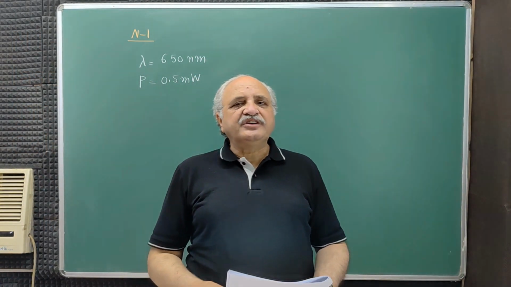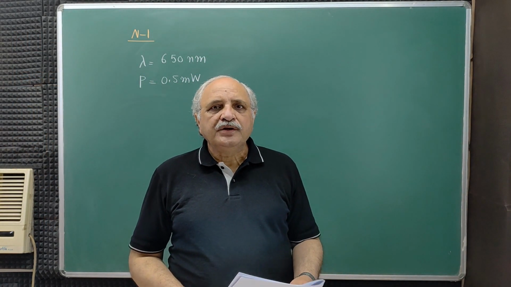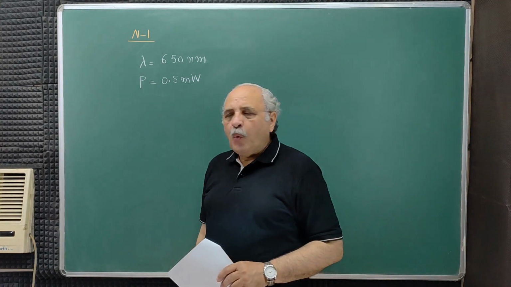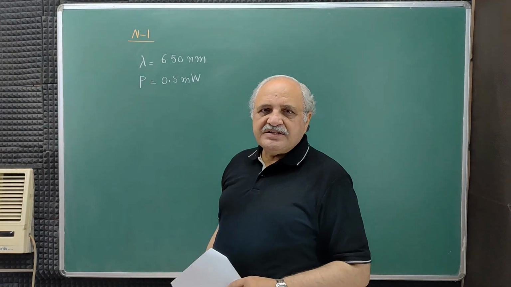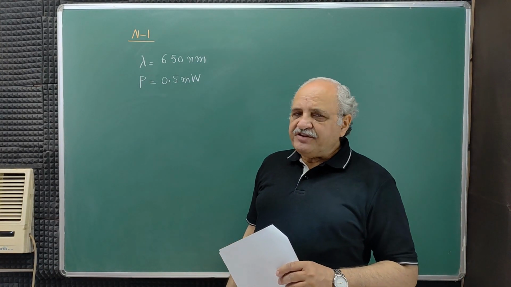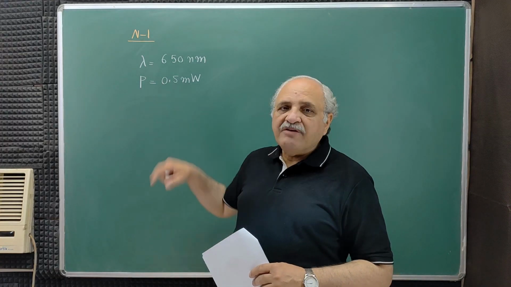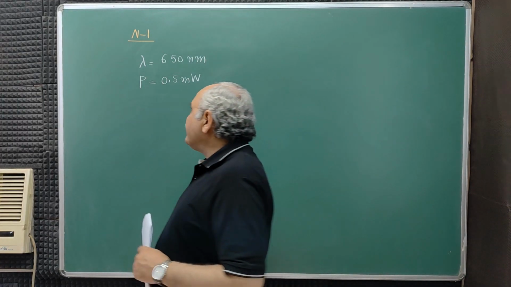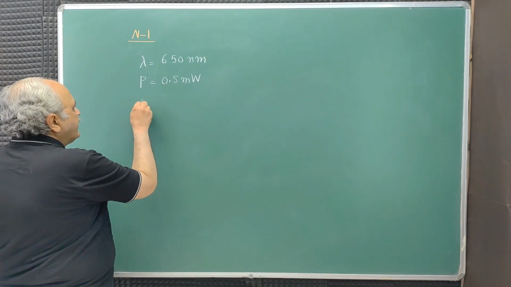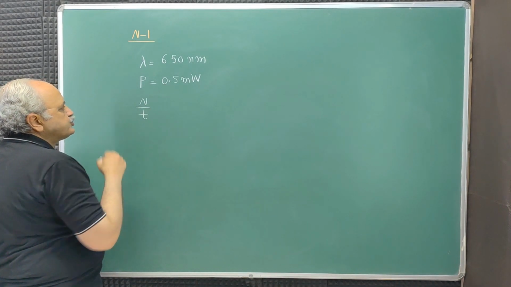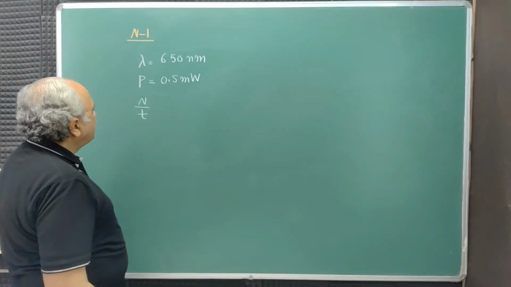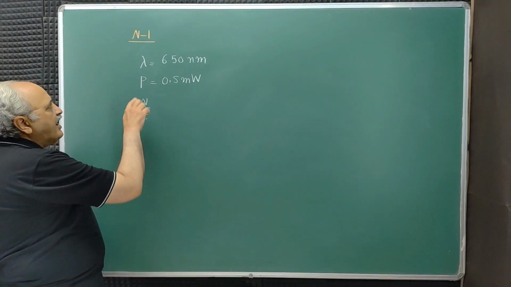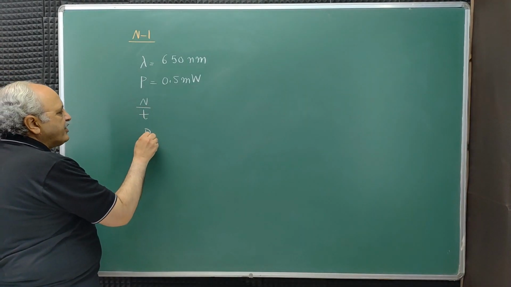So let's take the first numerical. Two things are given to you. One, the wavelength of the light, that is 650 nanometer, and the power, that is equal to half milliwatt. And we are required to find out the number of the photons produced per unit time. Now in such a case, we have to look first of all at the expression for power.